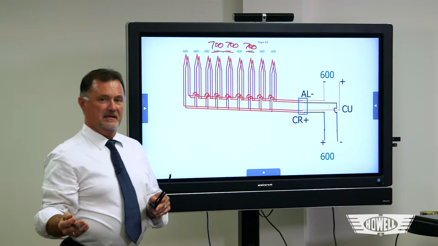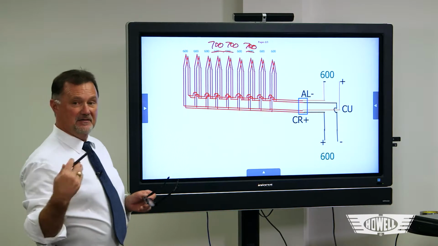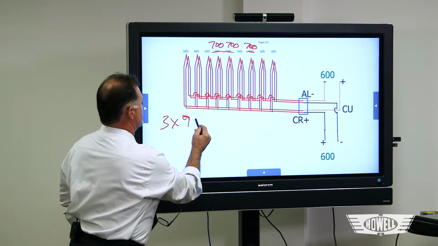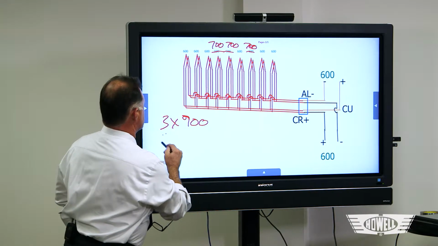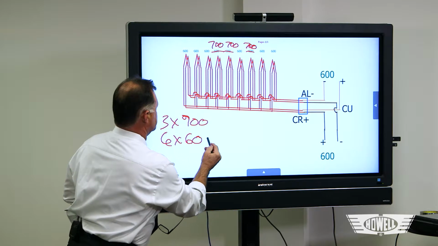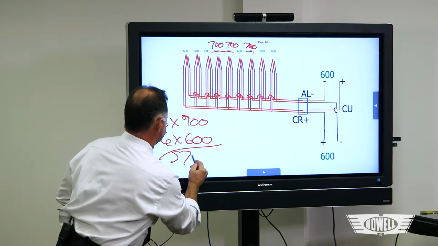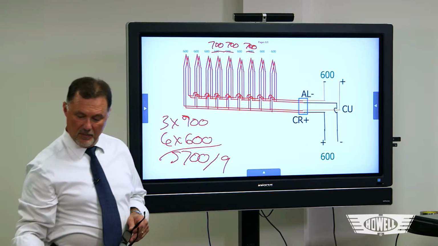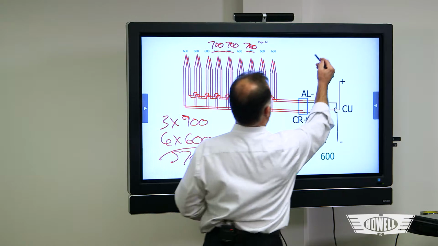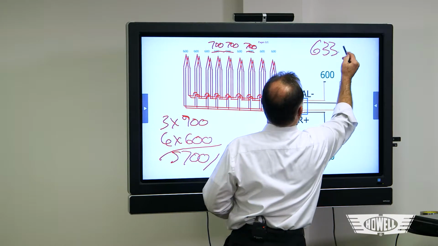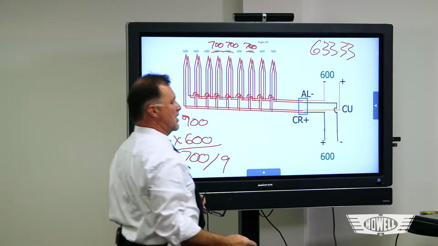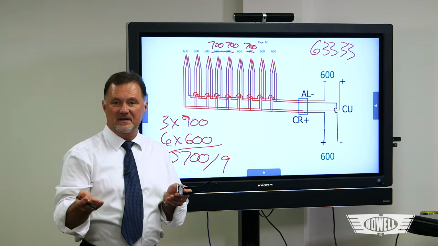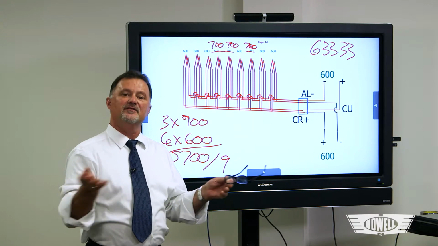Okay, so now instead of averaging 9 at 600, I've got the 3 at 700. I've got 6 at 600, 5,700. And I divide that by the 9, and I end up with 633.33. So we ought to be able to reproduce this experiment using our heater probes by just taking 3 of the probes up to 700 degrees to show you what if you had false input.